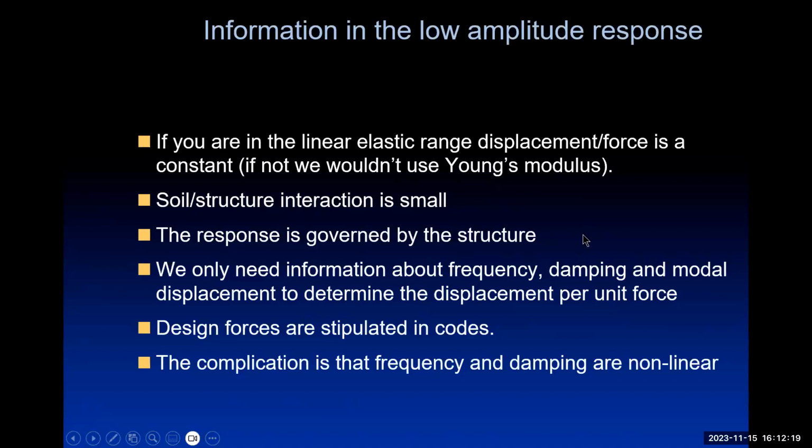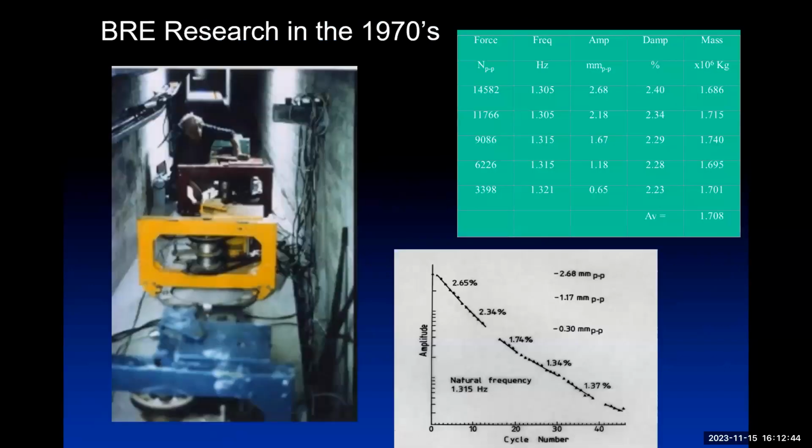So the response is governed by the structure. We only need information about frequency, damping, and modal displacement to be able to determine displacement per unit force. And the design forces are stipulated in codes anyway. The complication, though, is that frequency and damping are nonlinear. So how do we get over that?